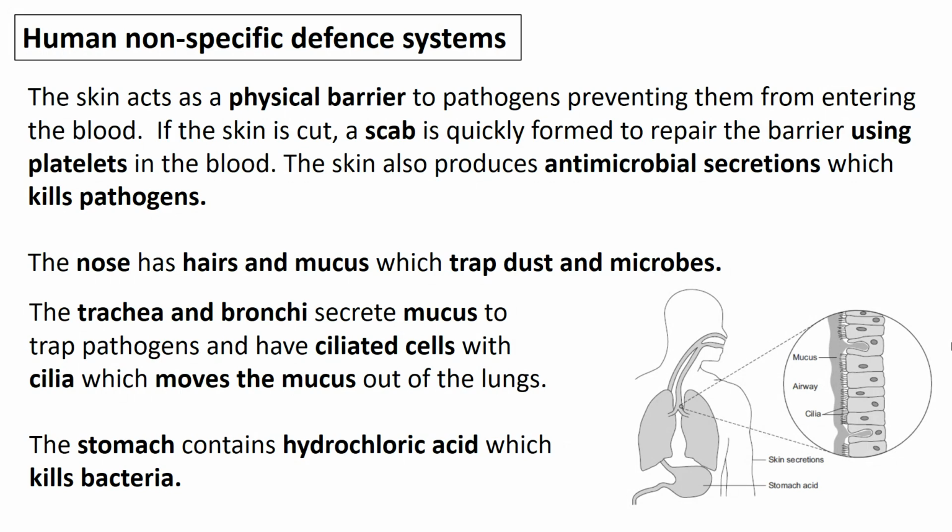The nose, with hairs and mucus, traps dust and any microbes that you inhale through your nose. The trachea and bronchi also secrete mucus to trap pathogens and have ciliated cells. There you can see a diagram. Ciliated cells have these cilia, which are hair-like protrusions on them, which help to move the mucus out of the lungs.